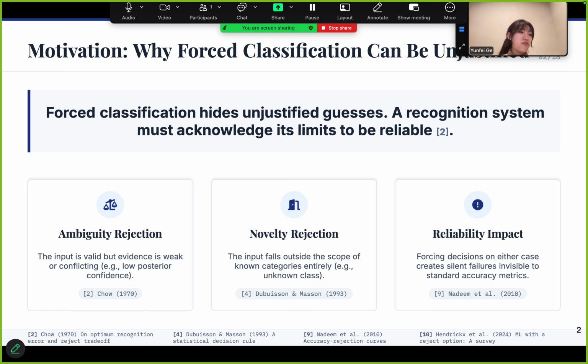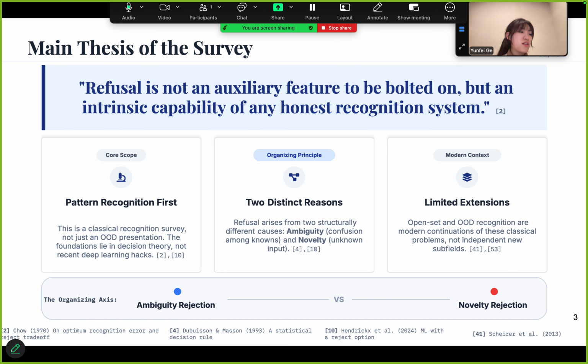The core thesis is that refusal is not an optional add-on you put on after building a classifier. It is intrinsic to any honest recognition system. The survey covers classical pattern recognition and statistical decision theory. It is not primarily about modern deep learning heuristics. It's about the fundamental theory that lets you understand what those heuristics are actually doing. The organizing axis for the whole survey is the ambiguity versus novelty distinction. And a key claim I want to establish is that modern open set recognition and OOD detection are continuations of these classical problems, not independent subfields. If you understand the classical theory, you understand where the modern work fits.